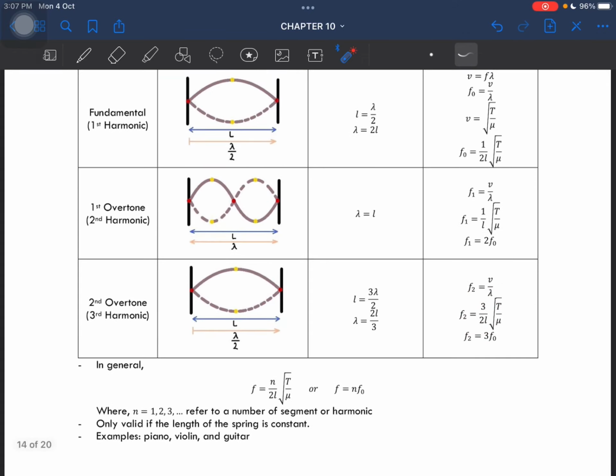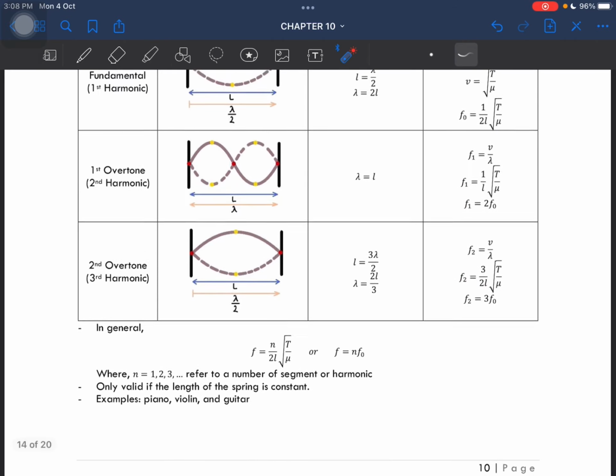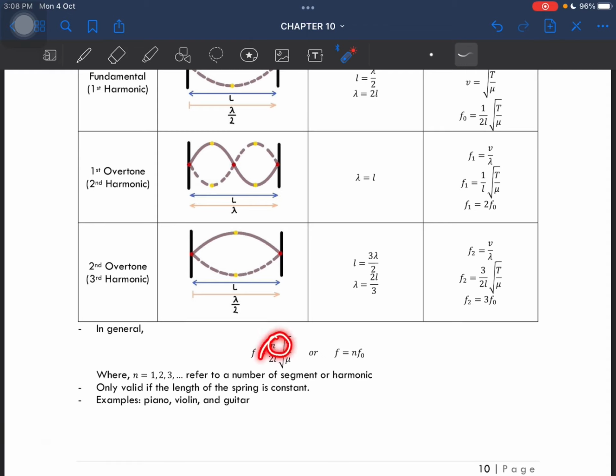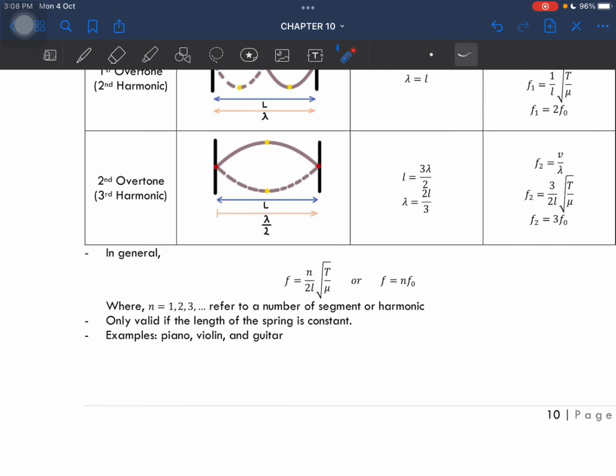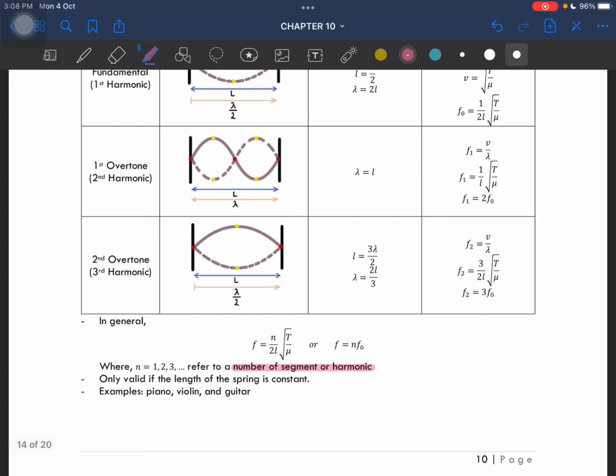Okay, so if you see here, you can see a pattern where the frequency for the first harmonic, we will get 1/2L. Then for the second harmonic, we will get 1/L only. And then for the third harmonic, or the second overtone, it is 3/2L. So from there, in general, the only number that is changing is the value of n. The value of n keeps on changing. So n is referring to the number of segments or harmonic. It is referring to the number of the harmonic.